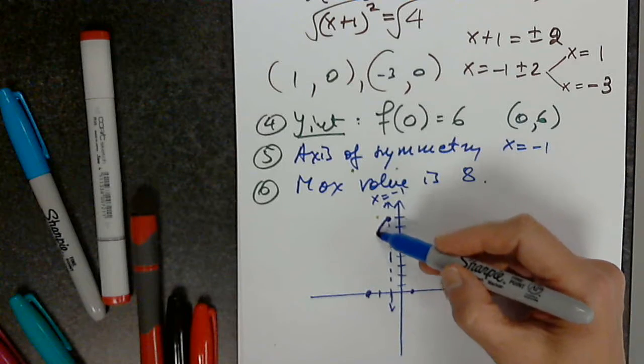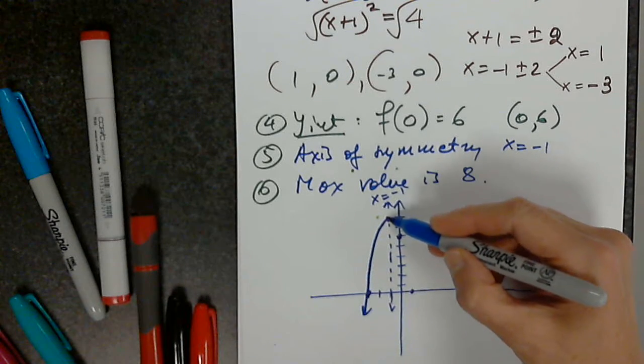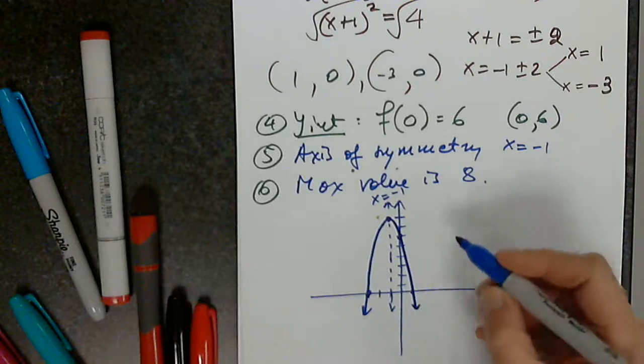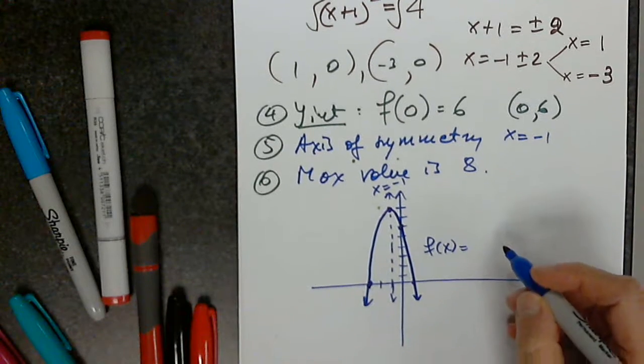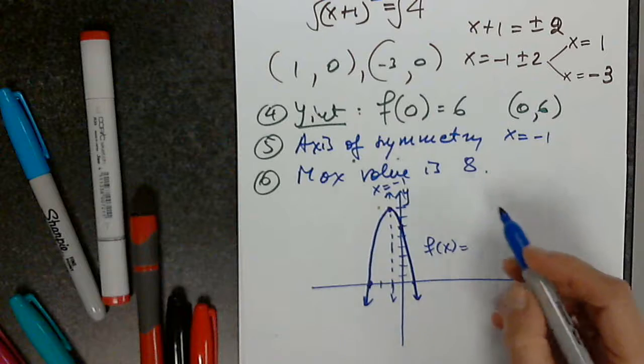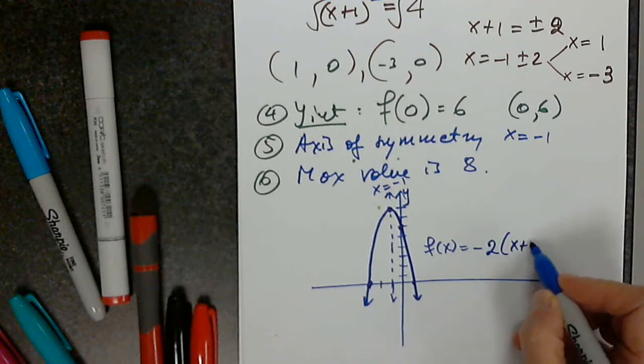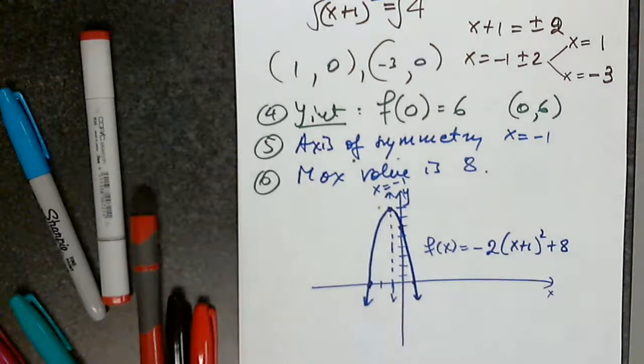And here's the graph of this problem. I have to write the name next to it, and the name is f of x equals negative 2 times (x plus 1) squared plus 8. How do you find the axis of symmetry again? The vertical line passing through the vertex. If the vertex is negative 1, 8, the vertical line that passes through it is x equals negative 1. Correct? Is that okay? Good.